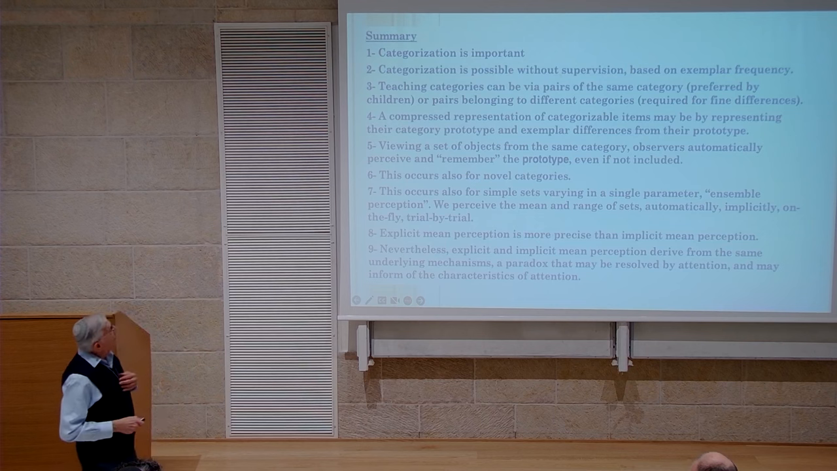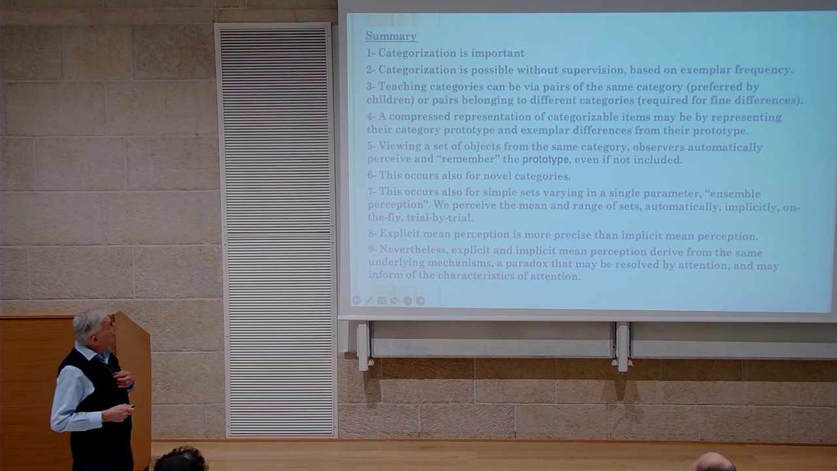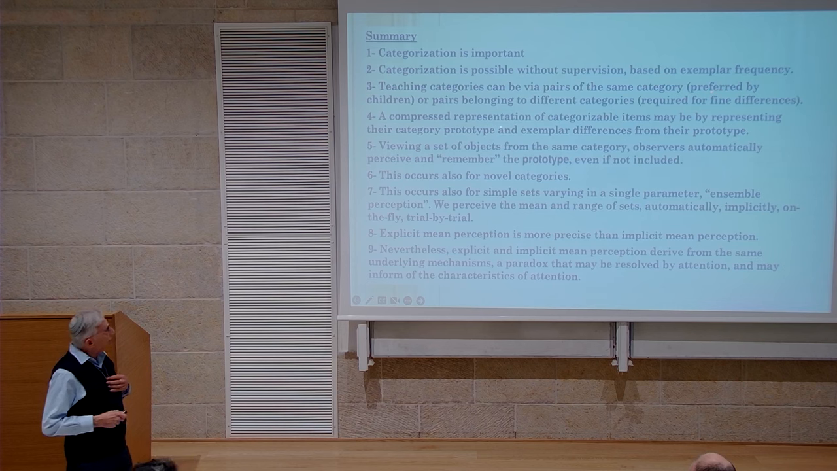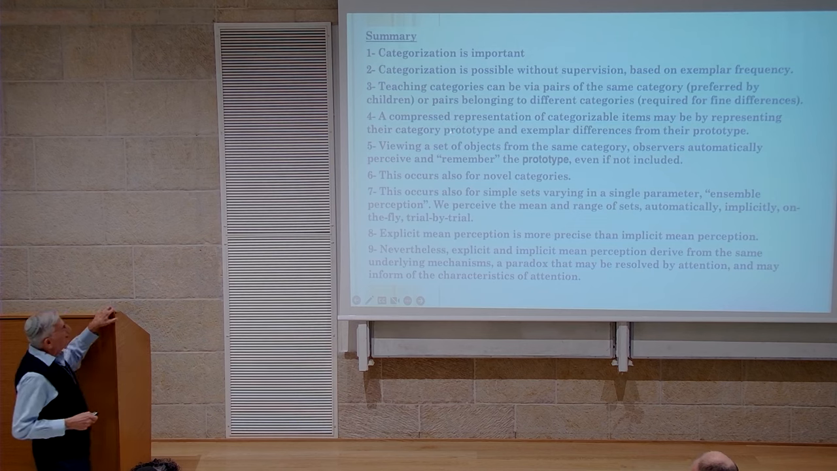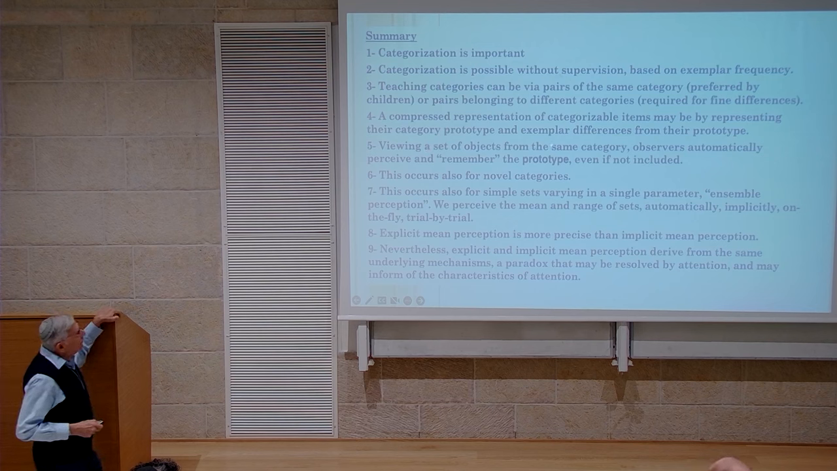Okay, I'll summarize. Categorization is important. Categorization is possible without supervision, based on example frequency. Teaching categories can be via pairs of the same category, preferred by children, or pairs belonging to different categories, required for fine differences. A compressed representation of categorizable items, maybe by representing the category prototype and the exemplar differences from the prototype. I think this is a very important point, which has not been fully discussed or recognized. Viewing a set of objects from the same category, observers automatically perceive and remember the prototype, even if it's not included. Which you would expect if every time you see something, you think about the prototype.